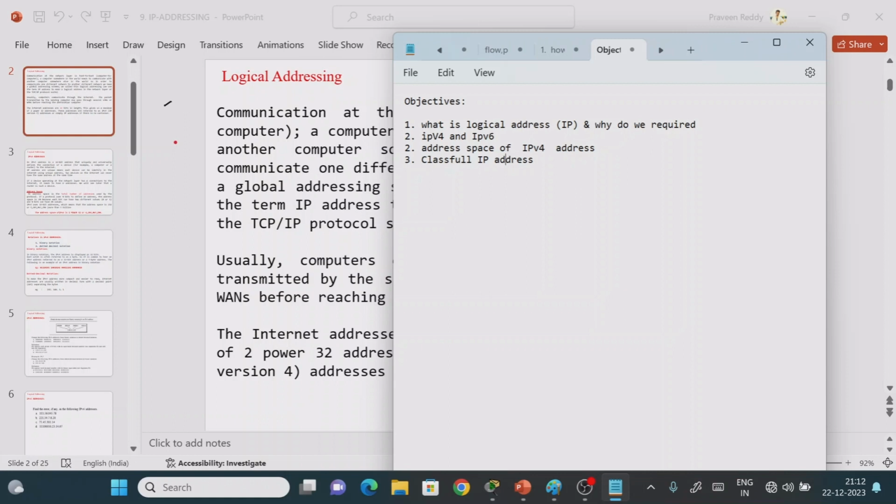Once that is completed, we are going to see what the address space of IPv4 is. Then, what are the different types of classifications of IPv4 addresses, we are going to see in today's lecture.